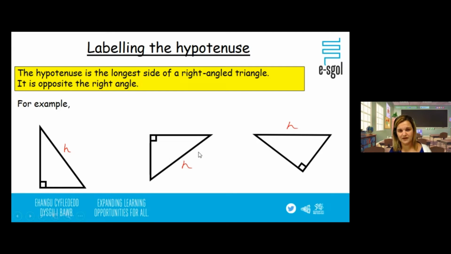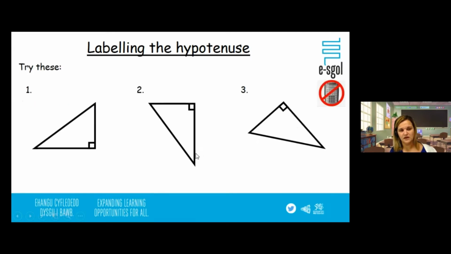Okay, so you're going to have a go now. Again, pause the video, please, and have some time now to draw those out or sketch them out and then label the sides of those triangles.